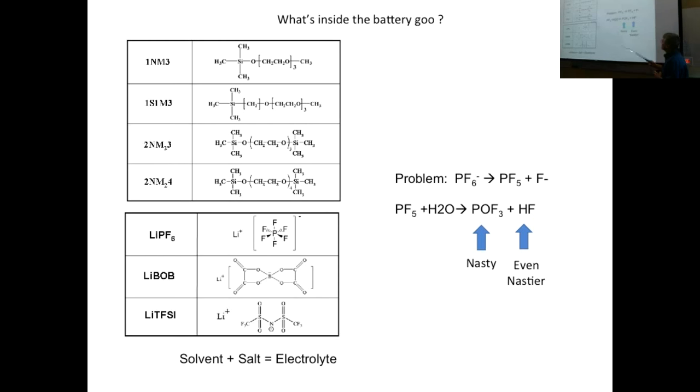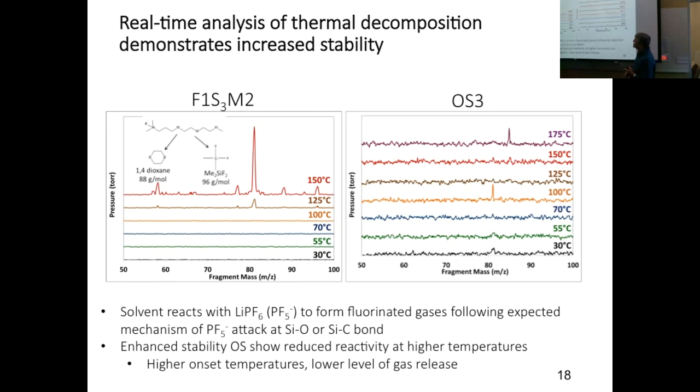So PF6 has a problem, which is that it can decompose; it is basically in equilibrium with PF5 and the fluoride ion, okay? And the problem with PF5 is that it can react with trace amounts of water to produce a range of different phosphorus oxygen compounds, but the main problem is it produces hydrofluoric acid. So POF3 is pretty nasty all by itself, but HF is even nastier, okay? And you can see what's happening.